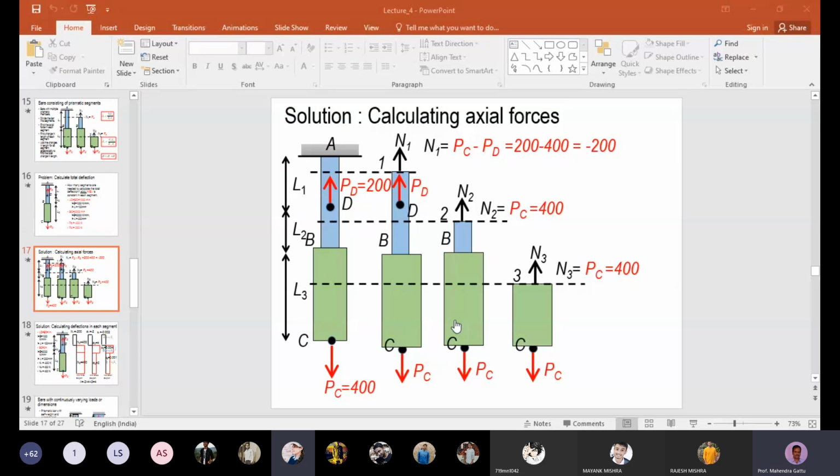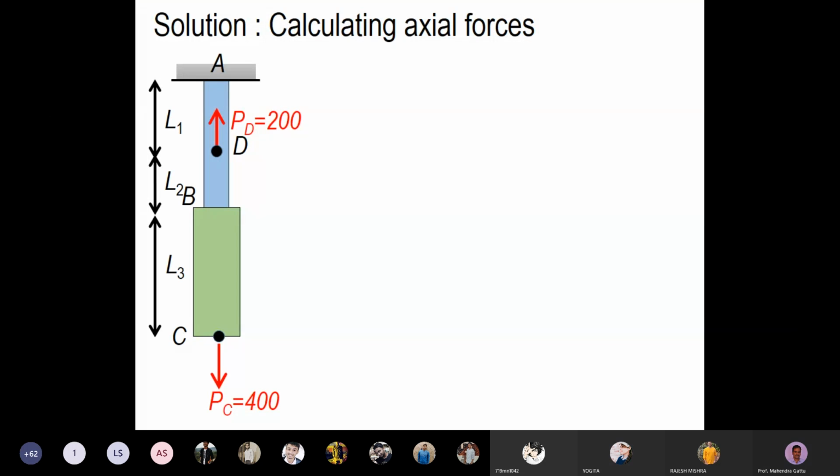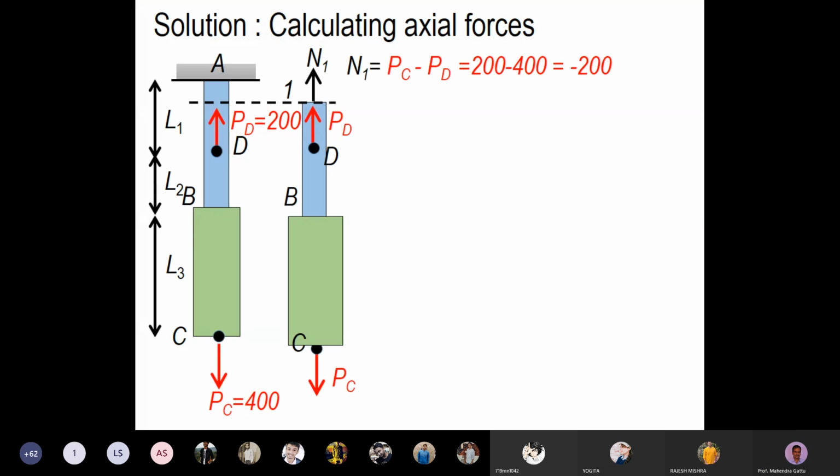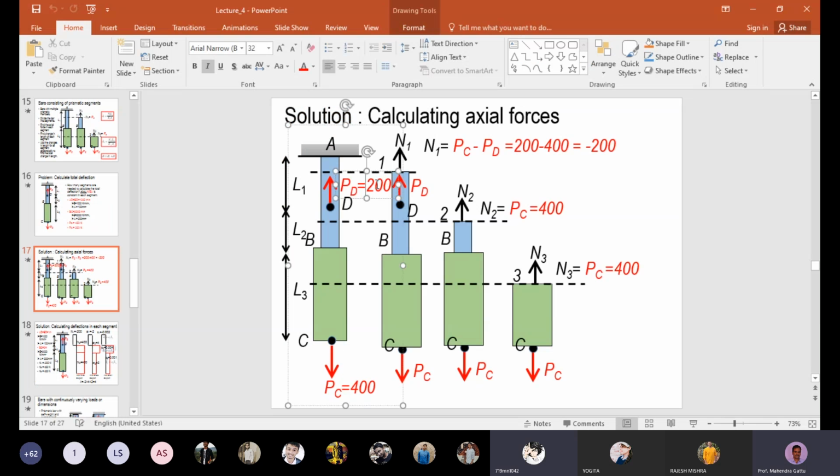PC is 400, I'm sorry, that one was wrong. I think I confused them. I think this PC should be 200 for this problem. Actually, we have to do PD minus PC. There is already an error here.